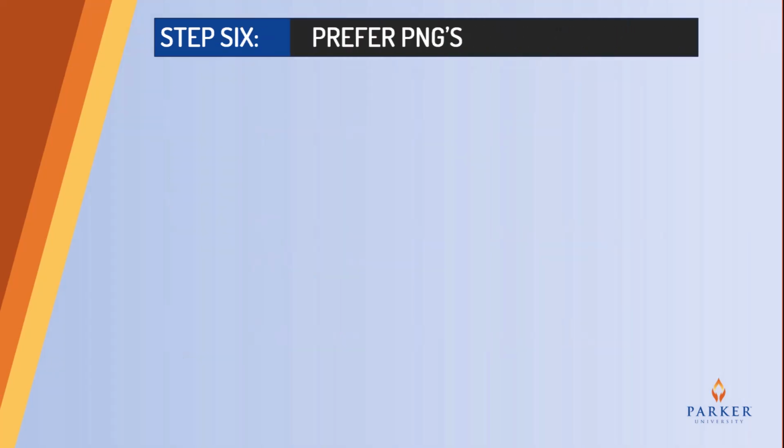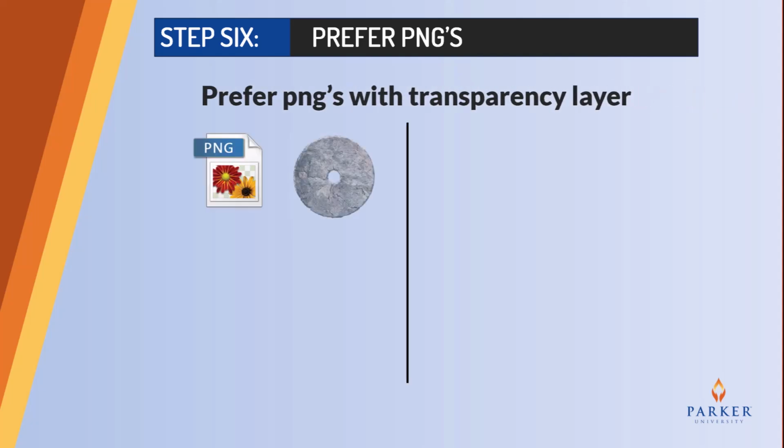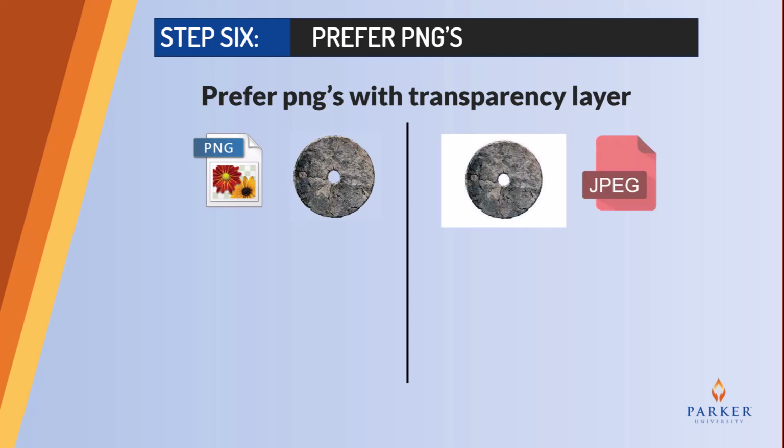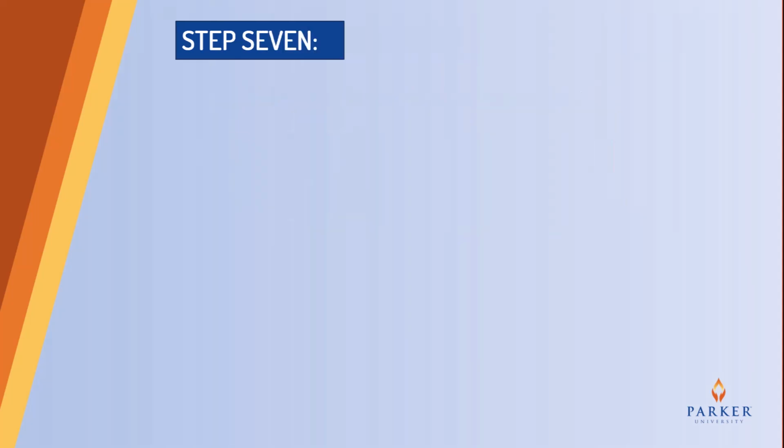Step 6. Prefer PNGs. Unlike JPEGs, PNGs can have transparent backgrounds. For example, the wheel on the left is a PNG with a transparent background, allowing it to blend in with the slide's background. However, on the right is the JPEG's typical white background, which stands out unless the slide also has a white background.